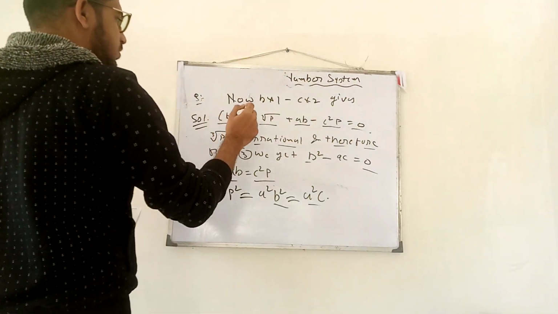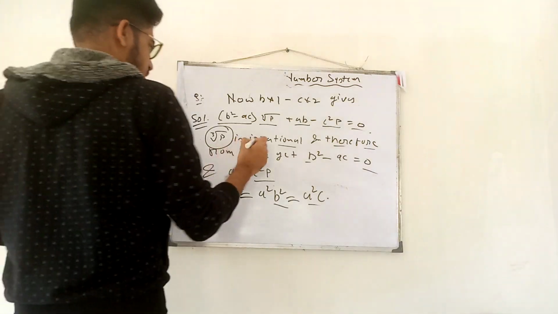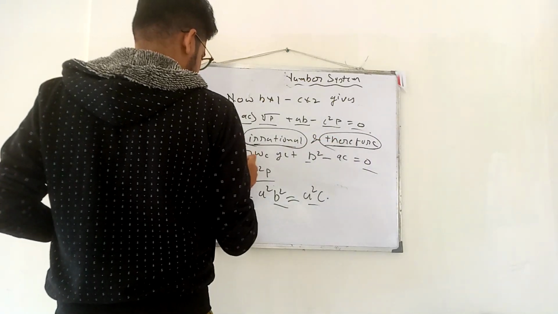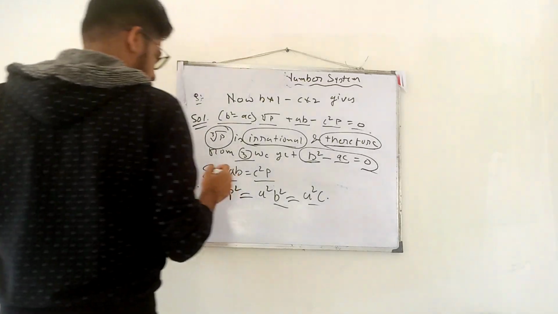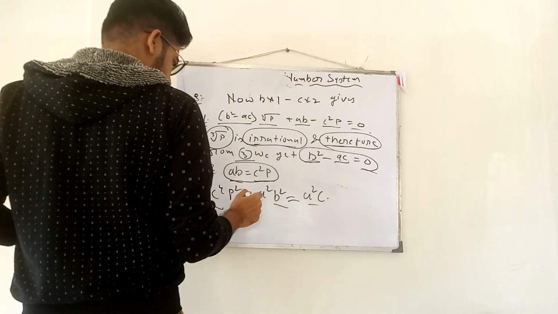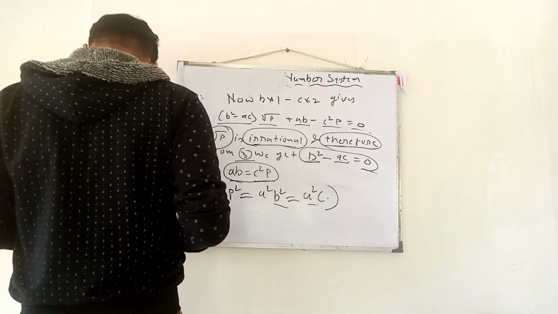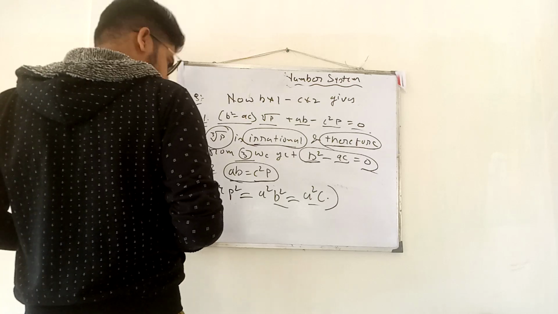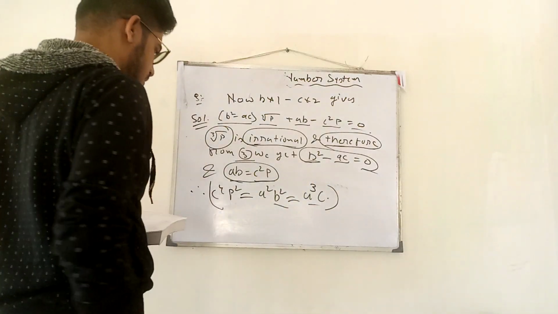So here B square minus AC into cube root of P plus AB minus C square P is equal to 0. So cube root of P is irrational, and therefore from 3 we get B square minus AC is equal to 0, and AB is equal to C square into P. So C to the power 4 into P square is equal to A square into B square is equal to A square into C. No, here it is A cube into C.